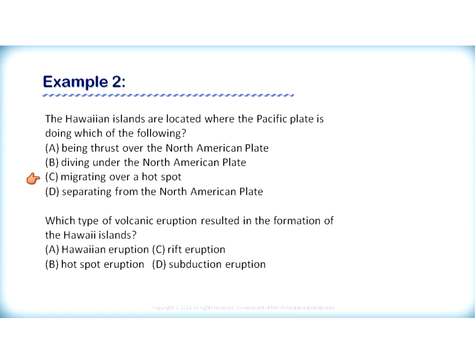And right now, the island of Hawaii is positioned over the hotspot and receives magma from the hotspot. So the answer to the first question is C, migrating over a hotspot.